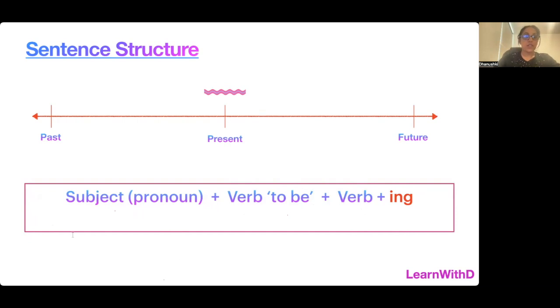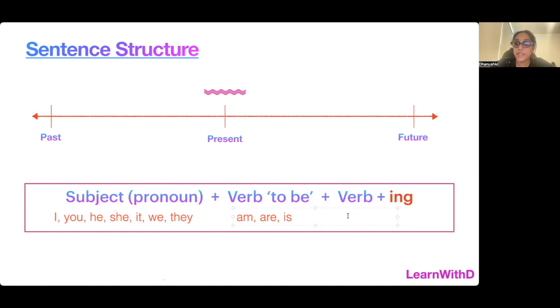All right. So let's look at some of the subjects. We know the subjects, right? Or the pronouns. I, you, he, she, it, we, they. The pronouns. Okay, so verb to be. If you are familiar with the verb to be, it's I am, you are, he is, she is, it is, we are, they are, right? These are all the verb to be forms in present tense, all right?